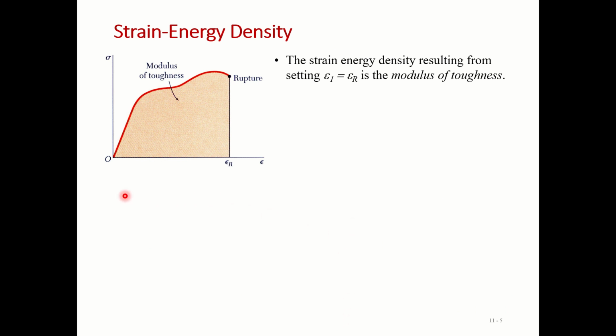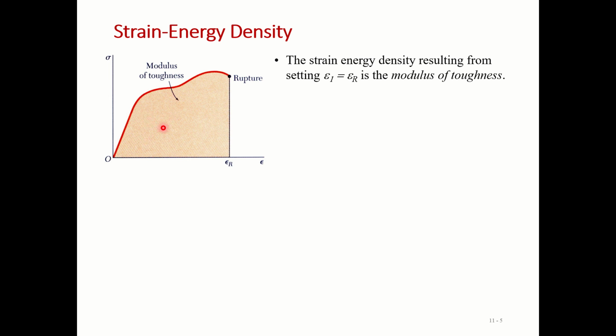So there are some properties which we can extract from the stress strain diagram. Some properties we have already discussed. This is the yield point, ultimate tensile strength, which are used to compare and to characterize the material, also used in the failure criteria. So there are some other properties which are associated with the area under the stress strain diagram.